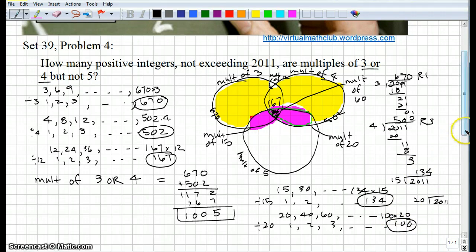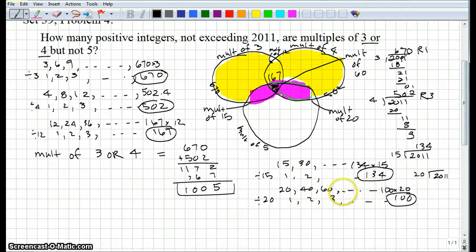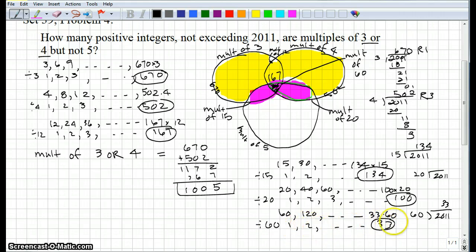The last thing we need to look at is multiples of 60. So 60, 120, all the way up to, let's divide 60 into 2011. I got 33. So 33 times 60 is our last multiple. If I divide everything by 60, 1, 2, all the way up to 33. So we want the multiples of 3 or 4, but not 5, so we have to subtract out all this stuff.